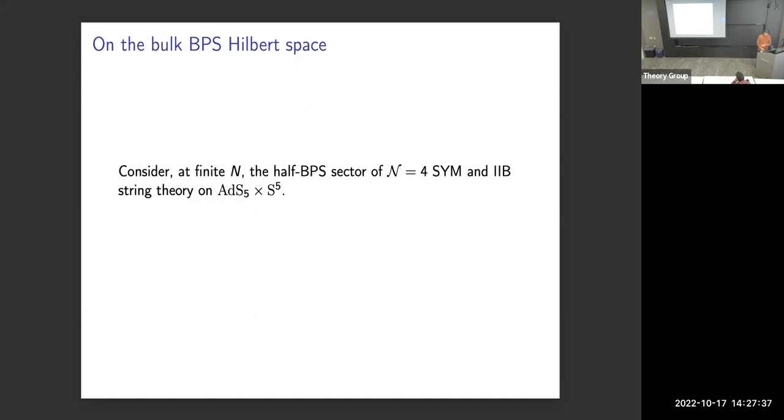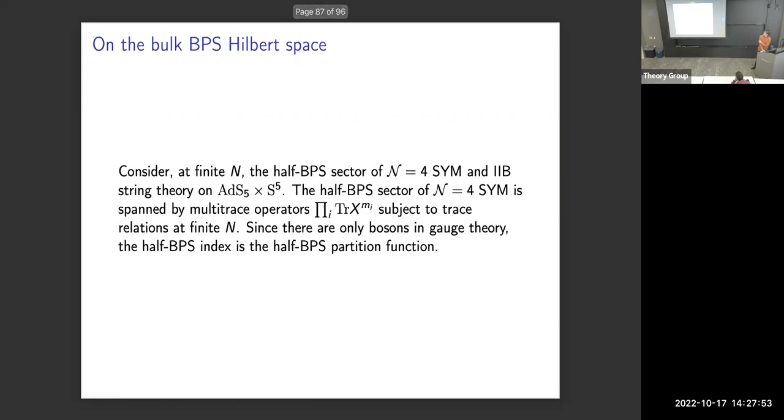So I have some additional notes on the bulk BPS Hilbert space. So consider at finite N, the half BPS sector of N=4 super Yang-Mills in type IIB string theory, which we described earlier. So this half BPS sector is spanned by multi-trace operators, which is a product of traces of X to some power subject to trace relations at finite N. And in this sector, there are only bosons in gauge theory. So the half BPS index is the half BPS partition function.